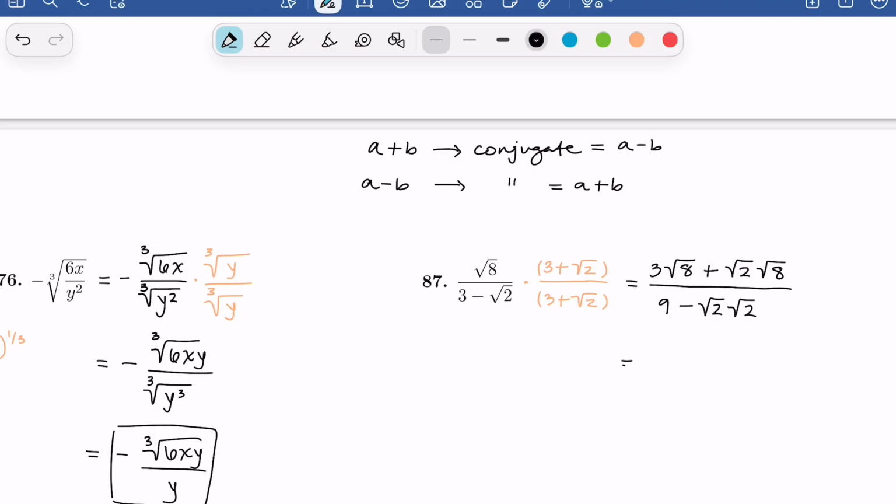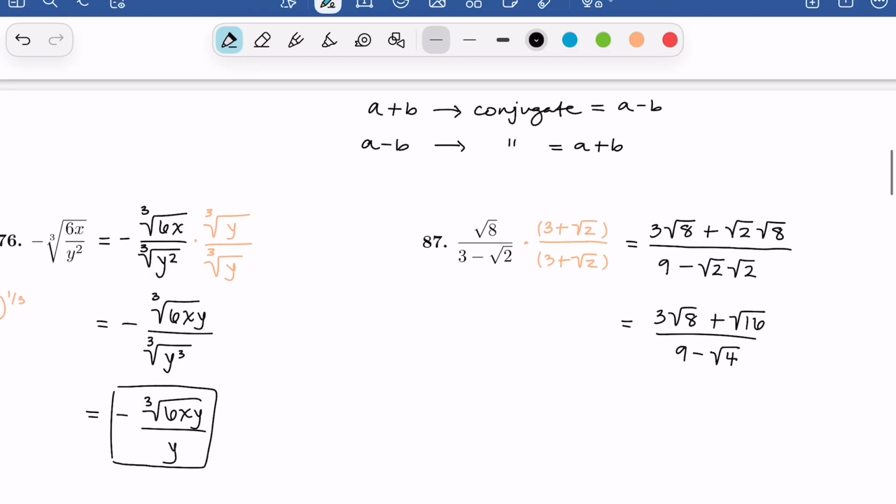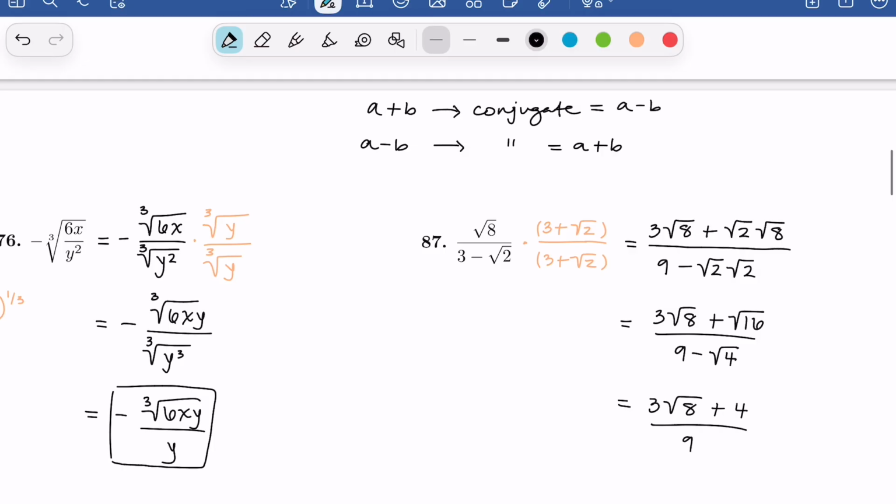Okay, let's keep simplifying this further. We're going to have 3 times the square root of 8 plus the square root of 16 over 9 minus the square root of 4. So using our product rule here, we'll keep simplifying. We know the square root of 16 is going to give us 4, and we know that the square root of 4 is going to give us 2.